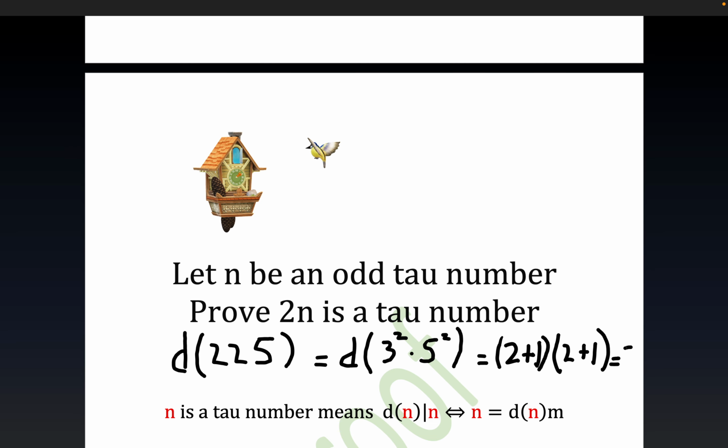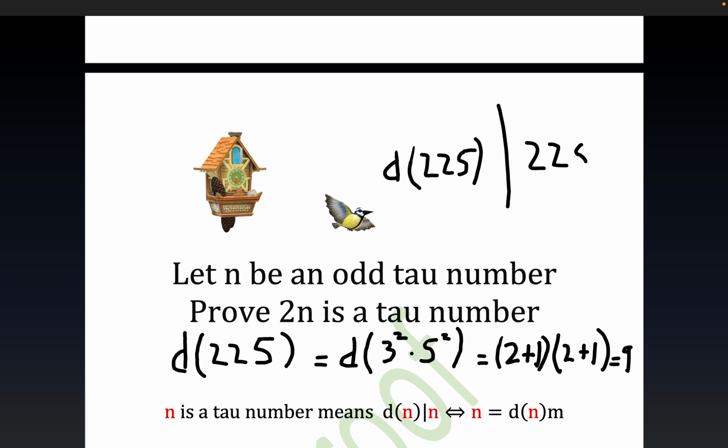Again, if you were to list all of the divisors of 225, the first would be 1, the next one would be 5, the next one would be 15, and so on. If you were to list them and count them, you would get this number 9. Now notice that d of 225 divides 225, since 9 times 25 is 225.